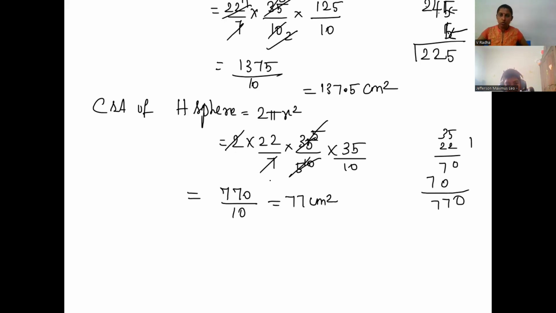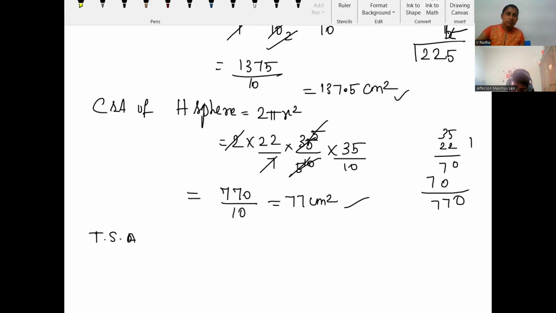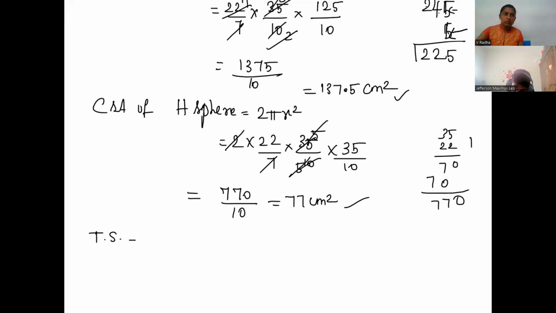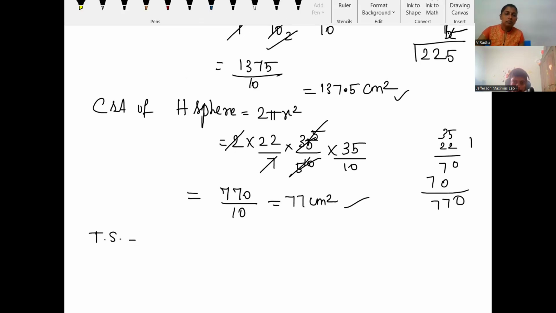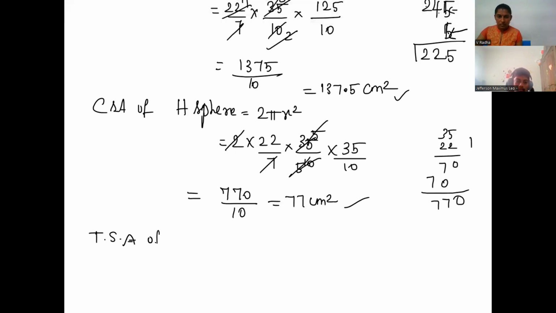Okay, now just add both this one and that one. TSA of the toy. 214.5. Yes, very good. Exactly correct. TSA of the toy is equal to adding both, 137.5 plus 77.